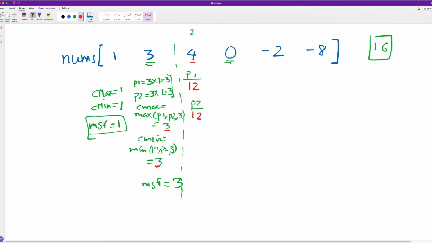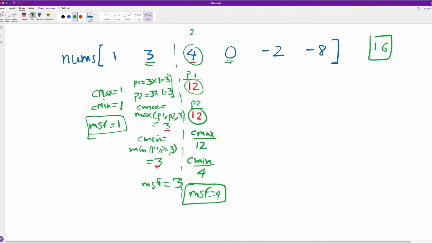Now we need to calculate the max product subarray value at this index, and that is C max. So C max here is the maximum between this 12 and this 4, and the maximum is 12. The minimum product subarray, I'm calling it C min, is the minimum between these three values, and that's 4. Now 3 is less than 4, so obviously we'll update max so far to be equal to 4. So that's updated here as well. At this index 3, we get a 0.